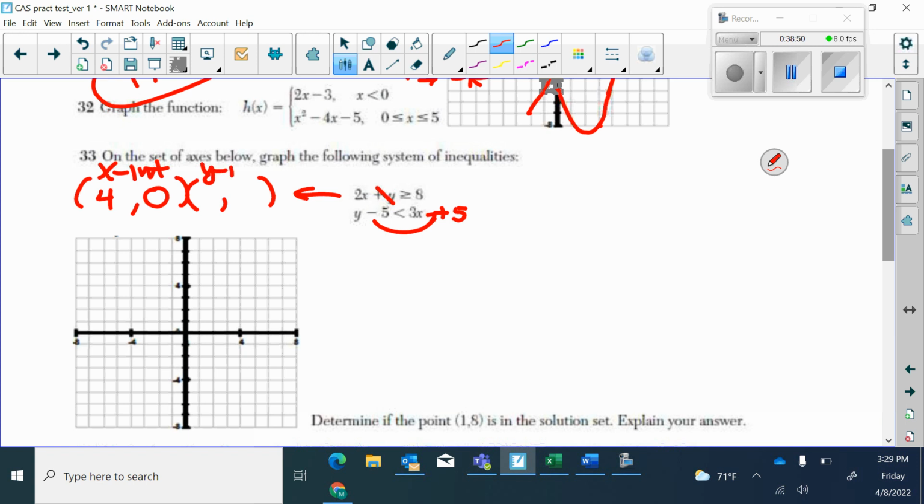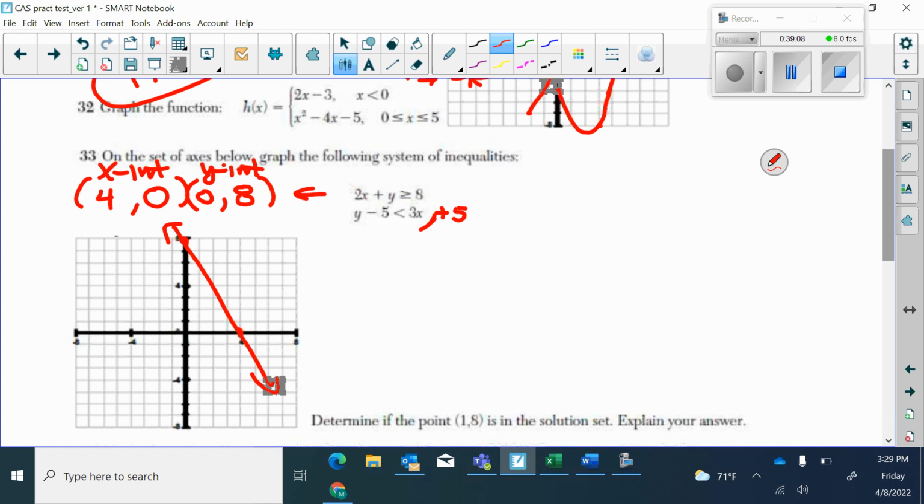For the y-intercept, we set x equal to 0. x is 0, so y is 8. Plot them, (4, 0) and (0, 8). It's going to be a solid line because it has an equal sign. We'll do the shading last.